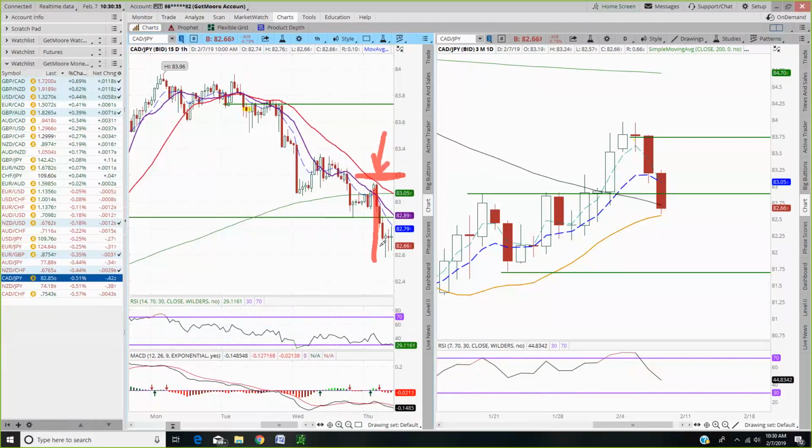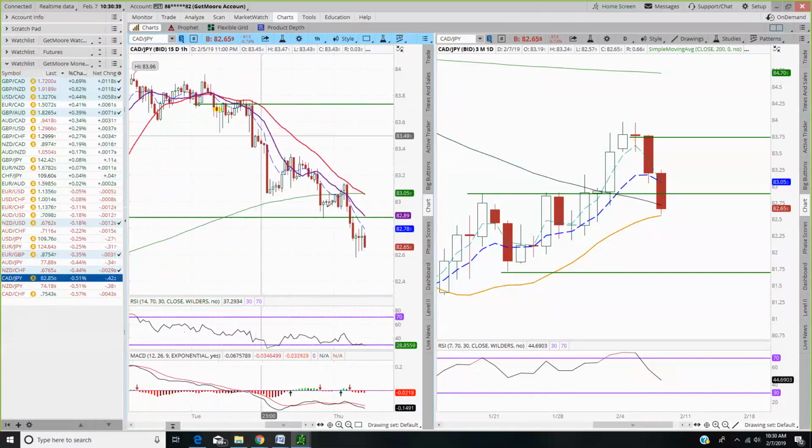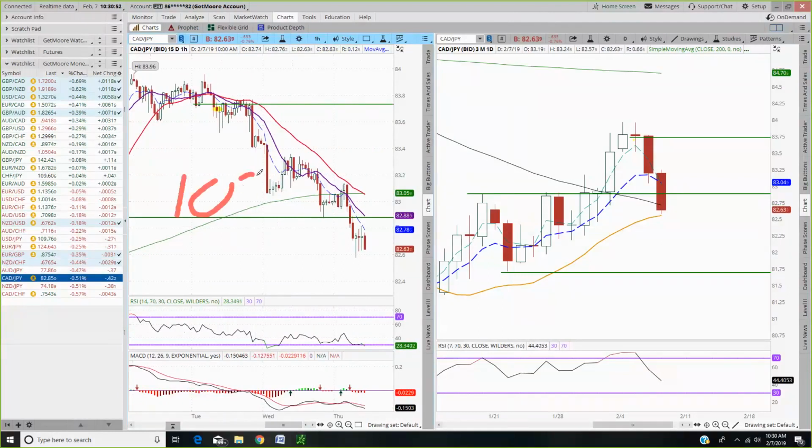But look, what did it do? It rolled back over. And guess what? How are we doing? 82.65. So we got in at 83.68. Right now it's at 82.65. We are up 103 pips.